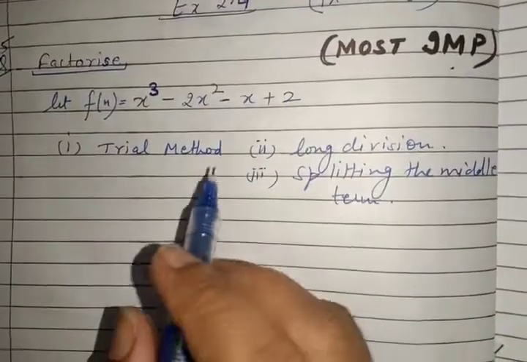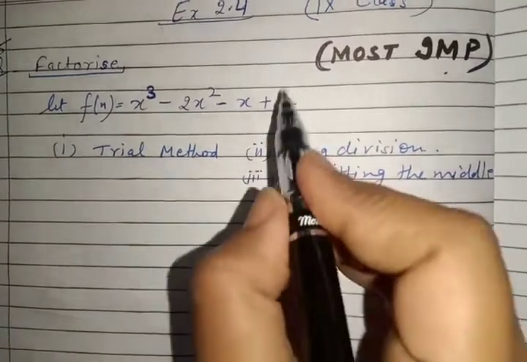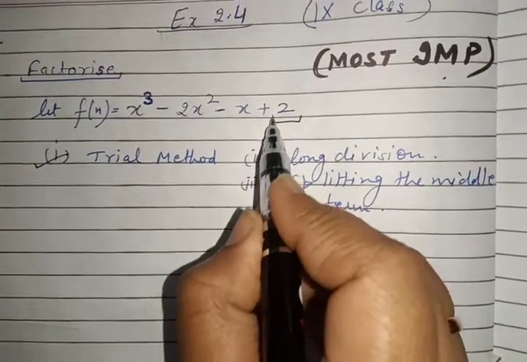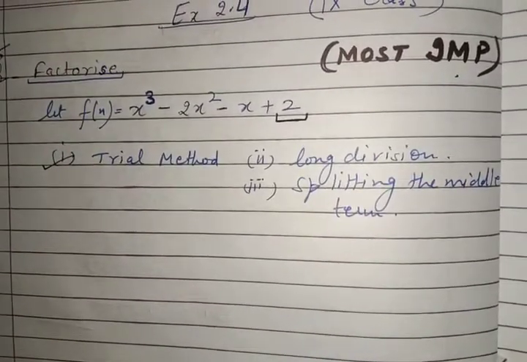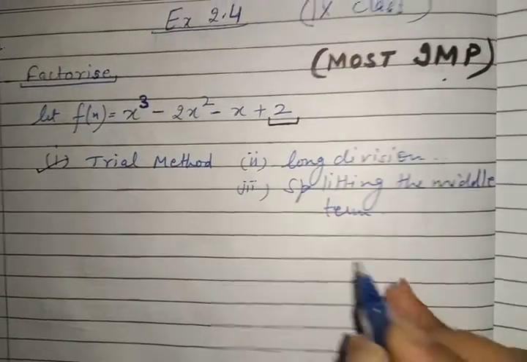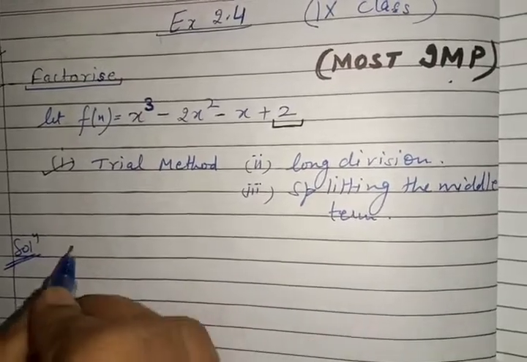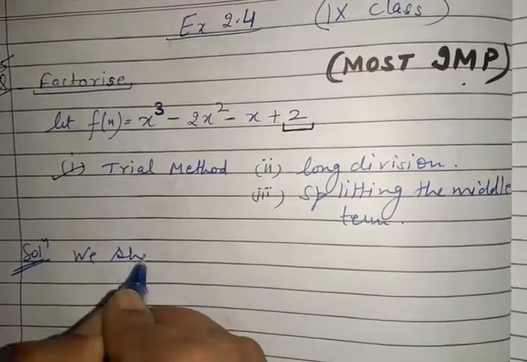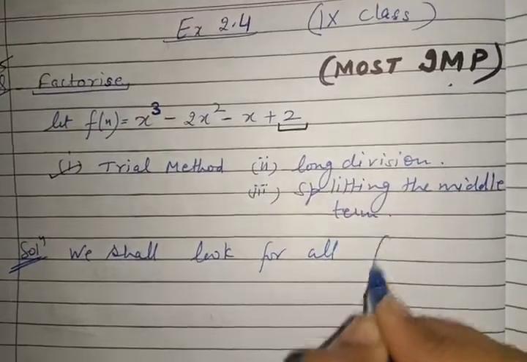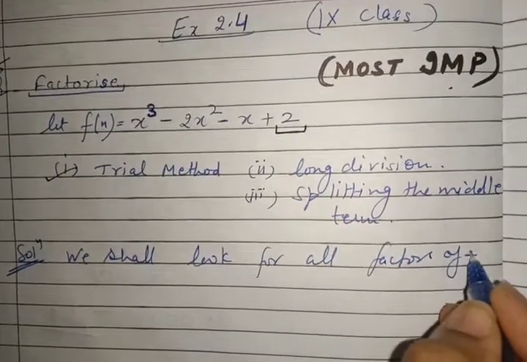So in this question, first of all we'll see that this last number, I am telling you trial method first of all, this last number is plus 2. So we shall now look for all the factors of this plus 2. So all solution we will start from here. So we shall look for all factors of this last number, which is plus 2.